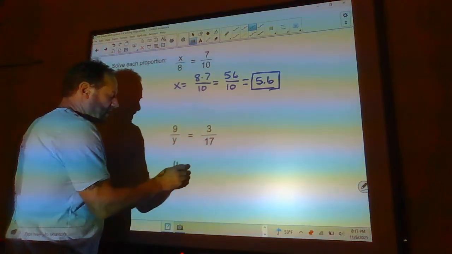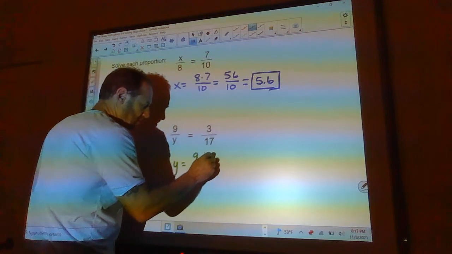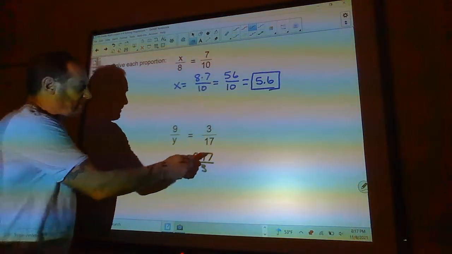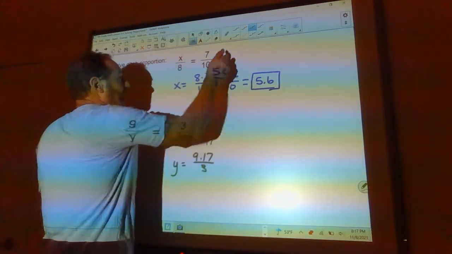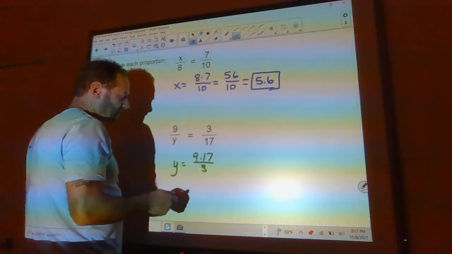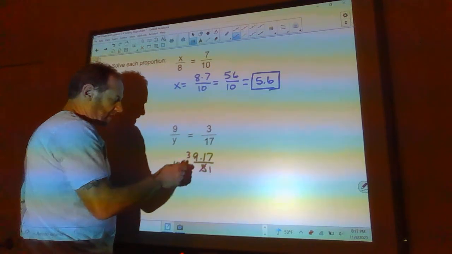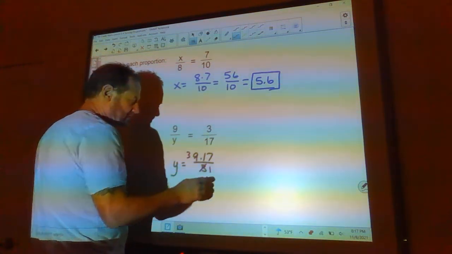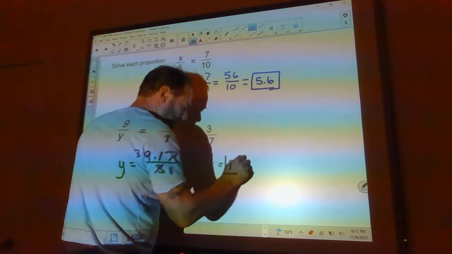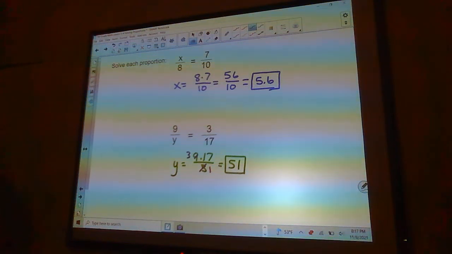Okay, so y is going to be 9 times 17 divided by 3. Now I could do 9 times 17 right away, but that's going to be a little bit hard to do without a calculator. So here's what I'm going to do: I'm just going to cancel the 3 and the 9, and I'm going to get 3 times 17 is 51. Okay.